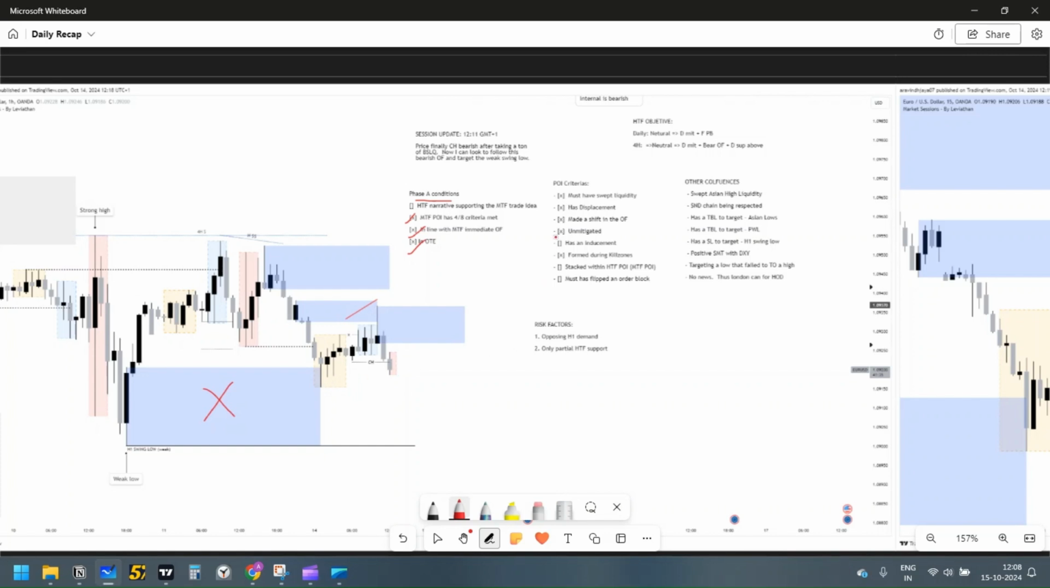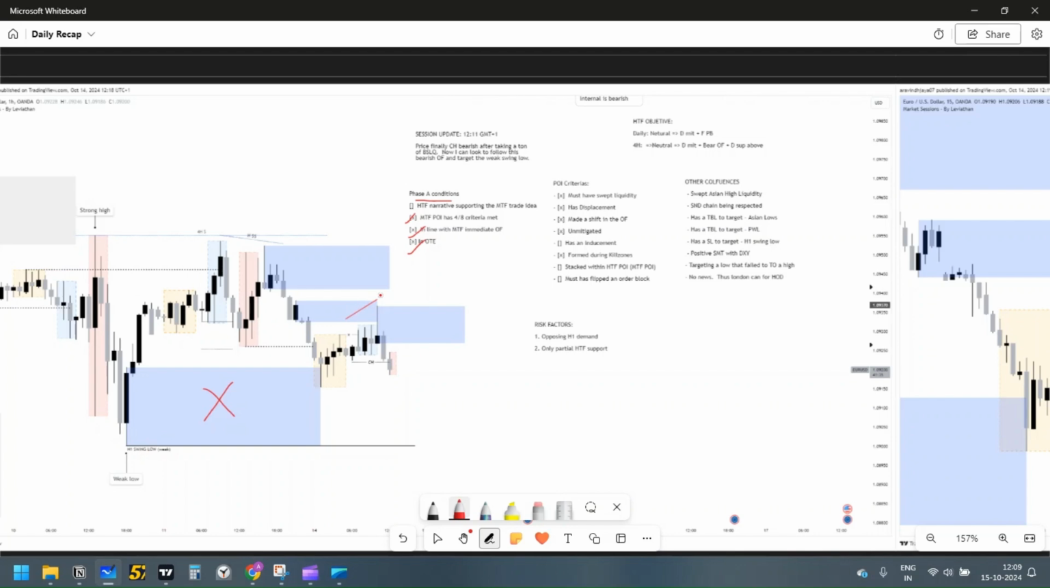So what are the POI criteria? It has swept liquidity, it has displacement, it has internal fair value gaps, and it has shifted the order flow, and it is still unmitigated, and that's it. And also it is formed during the kill zones. So the POI has 5 out of 8 criteria met, which is more than enough for me to label it as a valid POI. And what are the other confluences? It has swept the IDM, and the supply chain is being respected, and it has time-based liquidity to be targeted, that is the Asian low and the previous week's low, and it has structural liquidity to target, that is the H1 swing low, and it has a positive SMT with DXY.